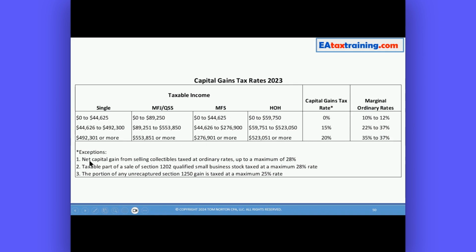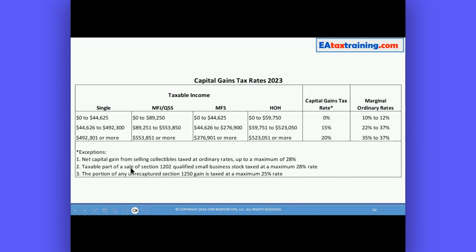Now, there are a few exceptions to this. If you are selling collectibles, then those are taxed at ordinary rates, though to a maximum of 28%. So even if you're in the 37% tax bracket, you would only pay 28%, but you don't get the benefit of this.